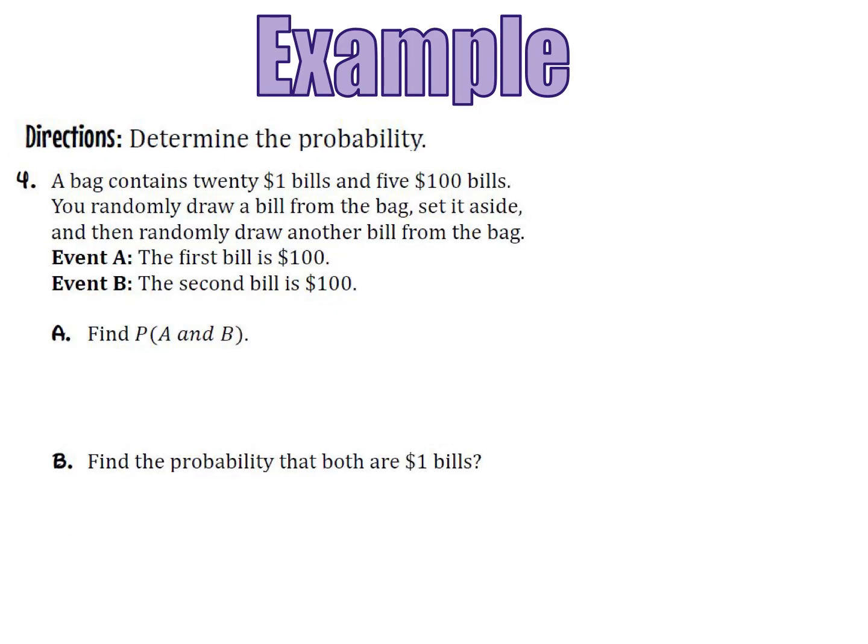Let's go ahead and look at another example. All right, here we go. A bag contains 20 $1 bills and 5 $100 bills. You randomly draw a bill from the bag, set it aside, and then randomly draw another bill from the bag. So this means we are not replacing the bill. If there is no replacement, that means we're going to be looking at dependent events. So this is going to lead us to the dependent or the conditional probability.